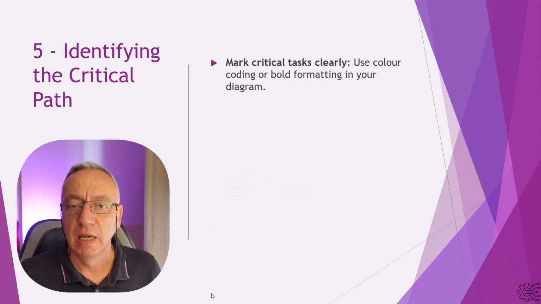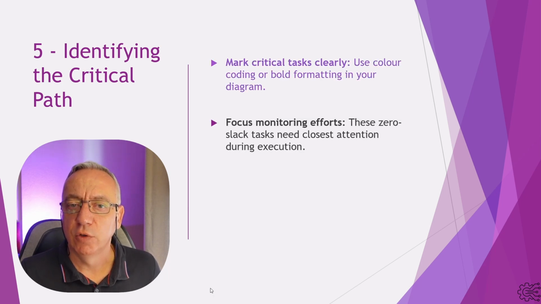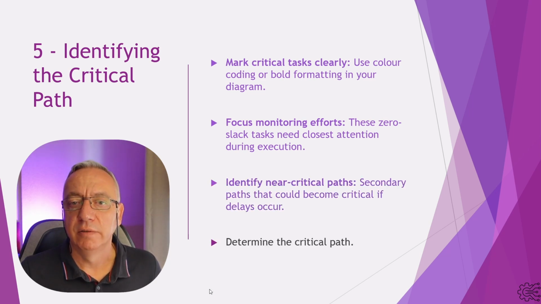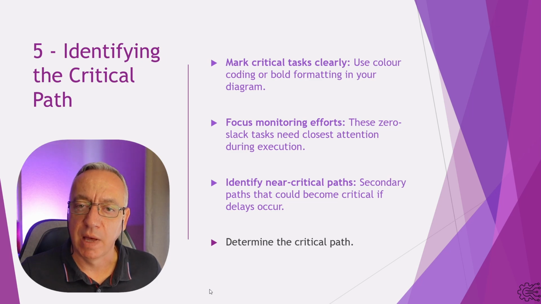As you go through that, also mark critical tasks clearly. Again, use color coding or any other formatting that helps you identify these tasks. Focus your monitoring effort, and by that I mean these are the zero slack tasks that need close attention during the execution. Identify also near critical path tasks. These are tasks that are not on the critical path, but that may also impact the progression of your project. And ultimately, you will be able to determine the critical path, and we're going to do that with our example.